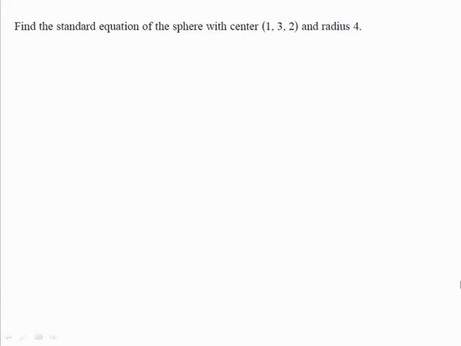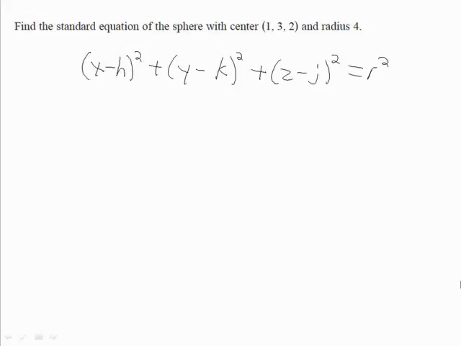Find the standard equation of the sphere with the center, the ordered triple 1, 3, 2, and radius 4. Begin by writing the standard equation of a sphere. The quantity x minus h squared plus the quantity y minus k squared plus the quantity z minus j squared equals r squared. Then substitute 1 for h, 3 for k, 2 for j, and 4 for r.